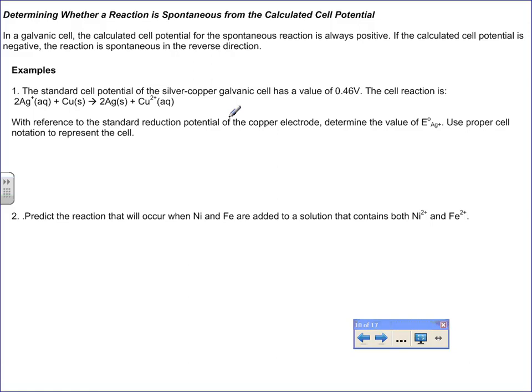Okay, and as noted before, you know that a reaction is spontaneous if the cell potential is greater than 0. So that's a very useful fact, and it will come into play with some of the examples we do here.